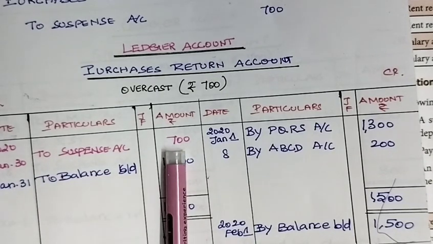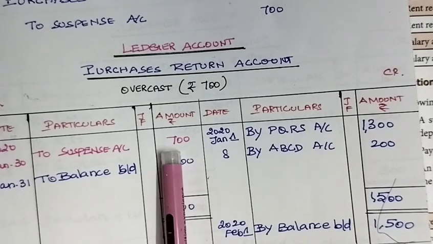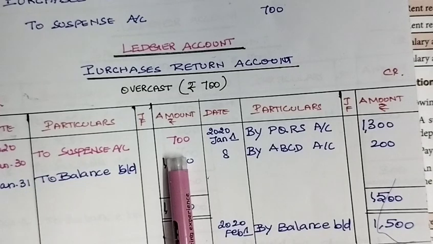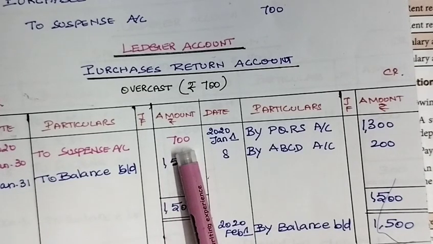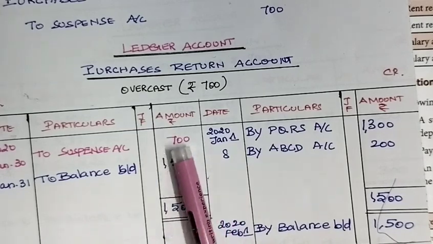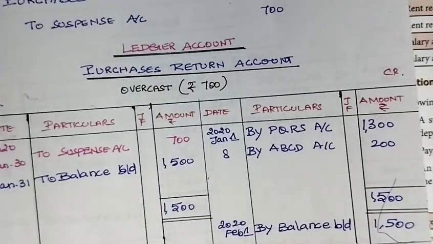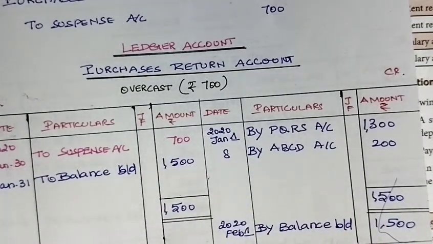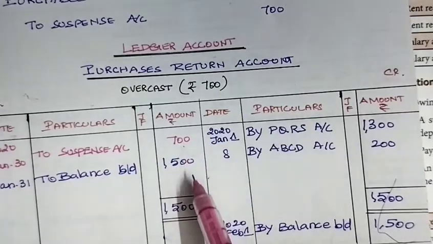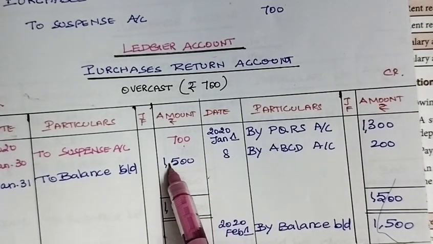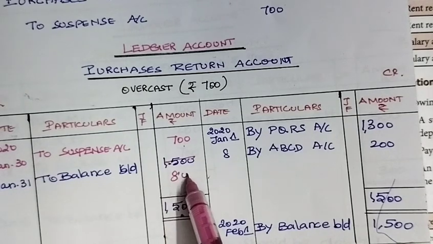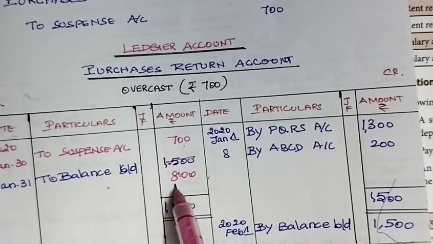Okay, what do you have to do here for 700 rupees? You have to subtract it, because 700 rupees is overcast, that increase. So to tally the trial balance, you have to subtract the 700 rupees here. So you have to find the difference: subtract the 700 from 1500. You will get 800 rupees. Okay, so this is the closing balance of the purchases return book.